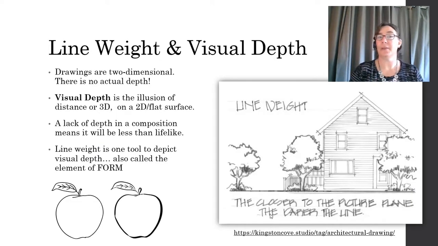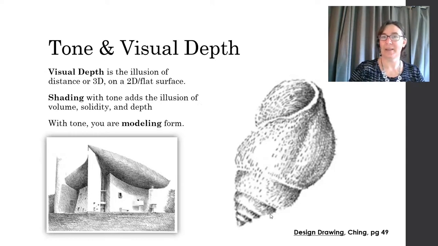Last week we talked about this slide, line weight and visual depth. So think back. This week we're going to talk about tone and visual depth. Remember that visual depth is the illusion of distance or three-dimensionality on a two-dimensional surface. So shading with your tone adds the illusion of volume, of solidity, and of depth to your drawing. So with tone, you are modeling the form of your object.